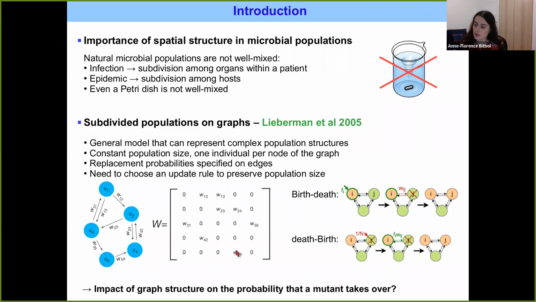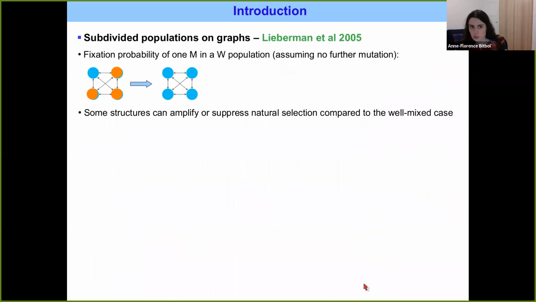And so in this kind of model, what was studied in this paper is the impact of the graph structure on the probability that a mutant is going to take over. So what does it mean? It means that we start from a population where there is one mutant. And so here the mutant is blue and the wild type organisms are orange. And we want to ask what is the probability that after a large number of generations, the population is all blue. So in this case, we say that the mutant has taken over, or fixed.